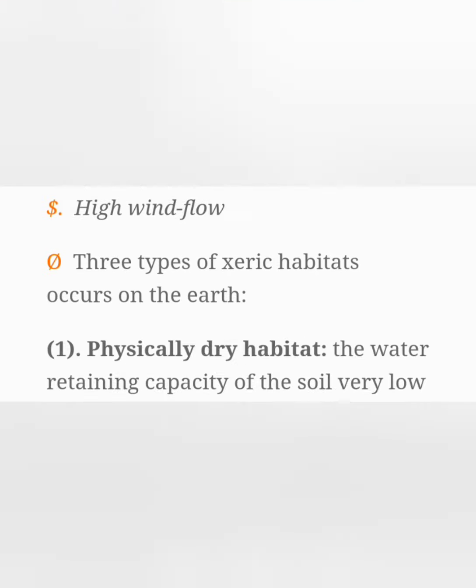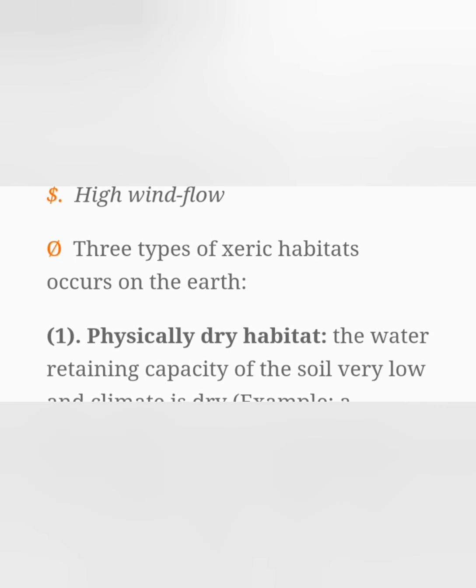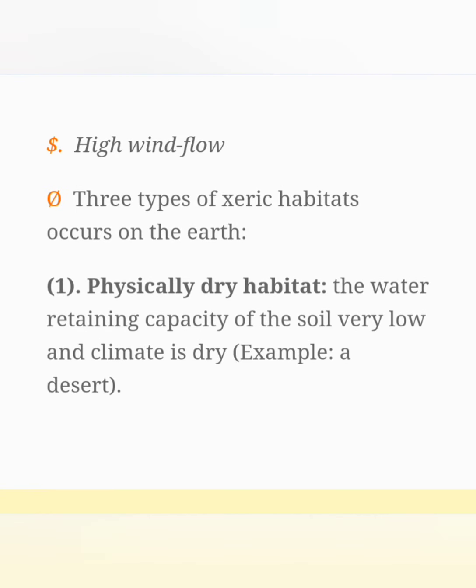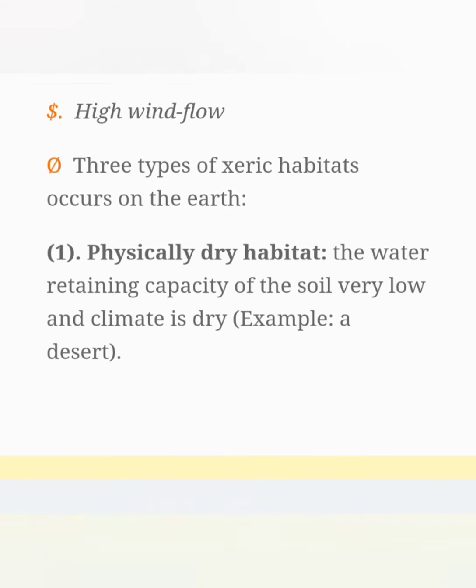The first one you can see here is the physically dry habitat. Here, in the physically dry habitat, the water retaining capacity of the soil is very low, and the climate is very dry. The example for this physically dry habitat is the desert.